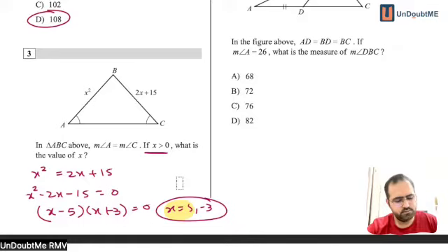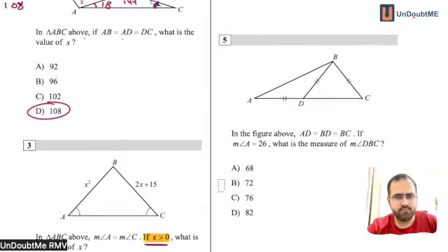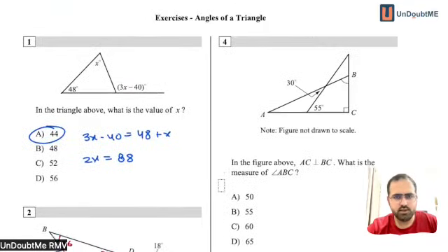So why not minus 3? Because it's given in the question. Okay. Otherwise, we would have taken it. There's no problem. Okay, next.